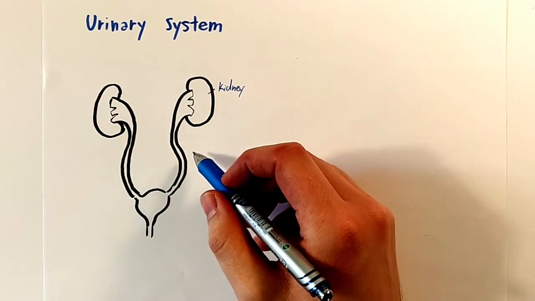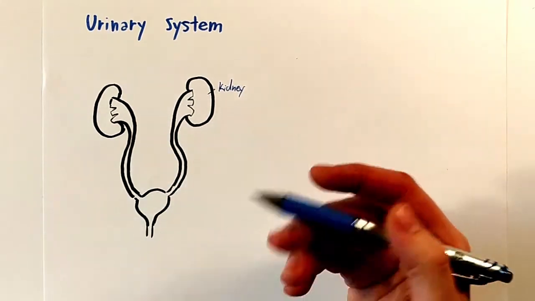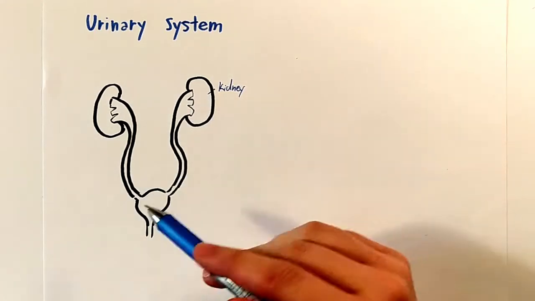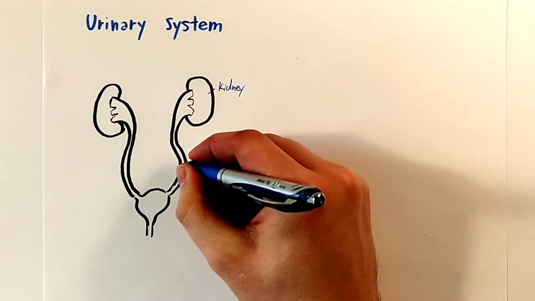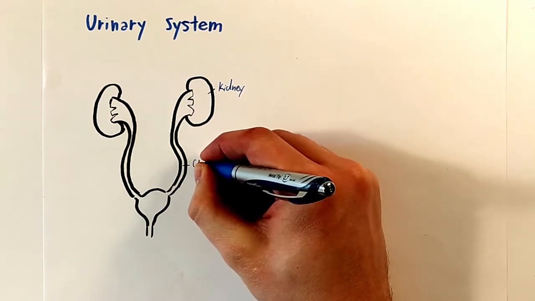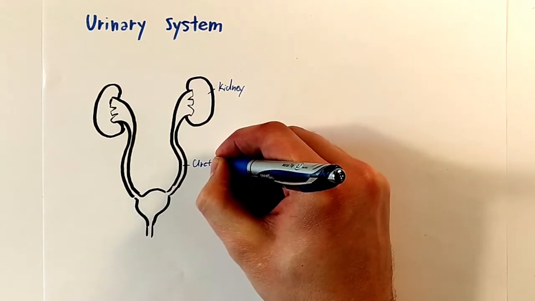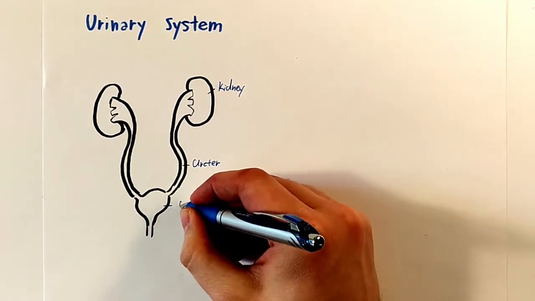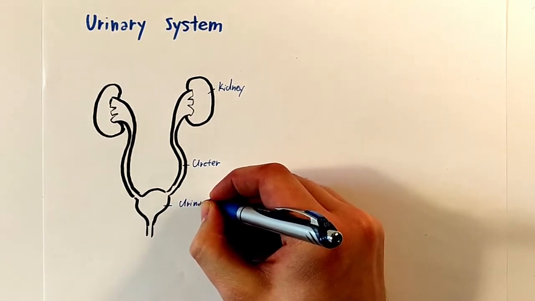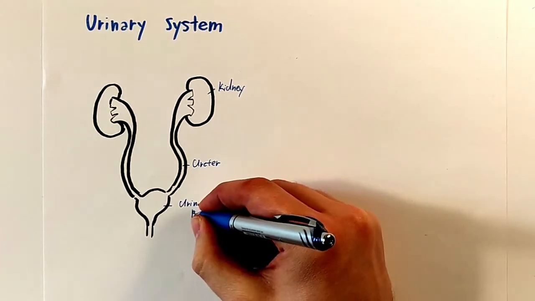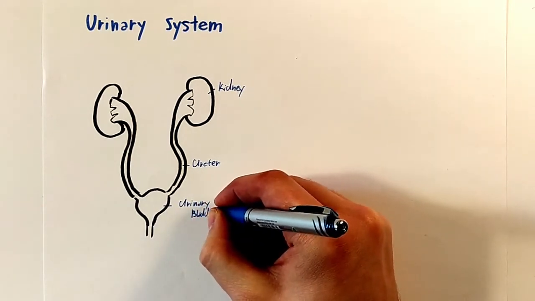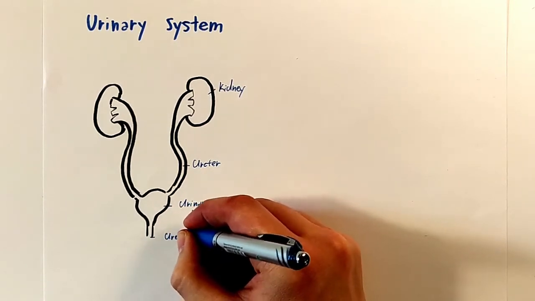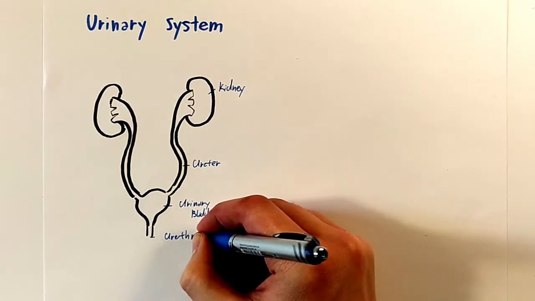Then you have a set of tubes that carries the urine that forms in the kidneys all the way out of the body. The first set of tubes are the ureters. Then you have your urinary bladder. Then your urethra.